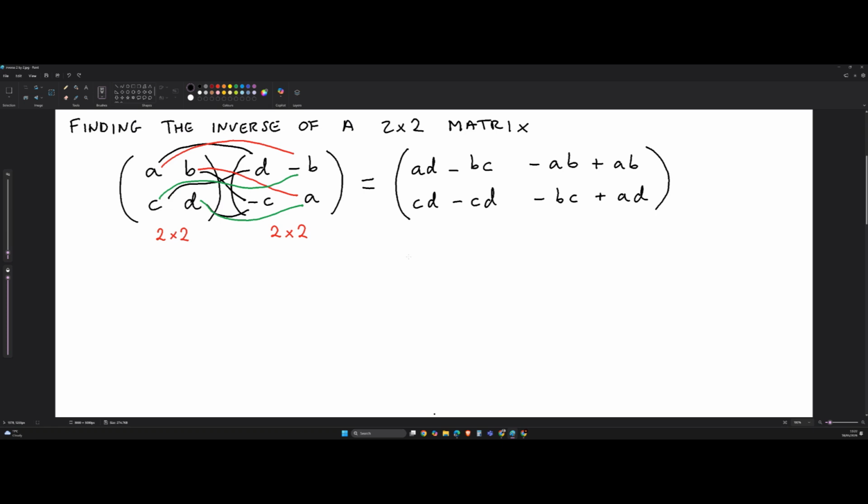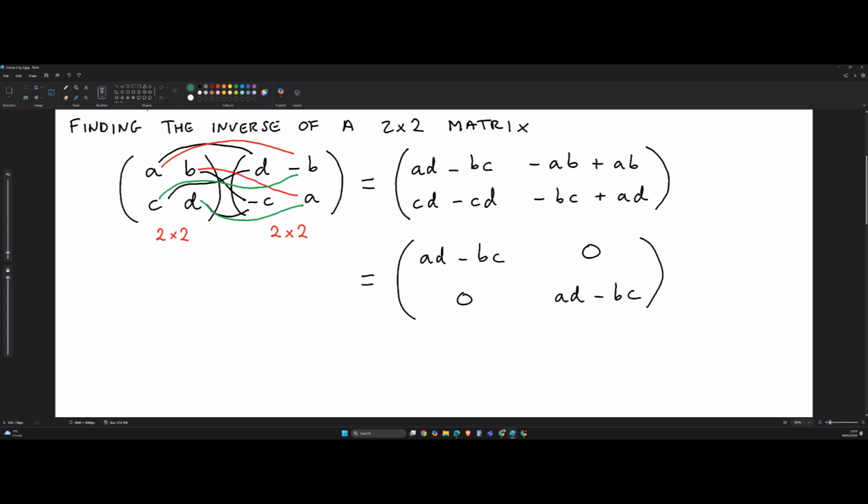Okay, now we're going to simplify this matrix to the right. If we do that, we get ad minus bc in the top left. Below that we get 0. To the top right we get 0. And at the bottom right, we get ad minus bc.